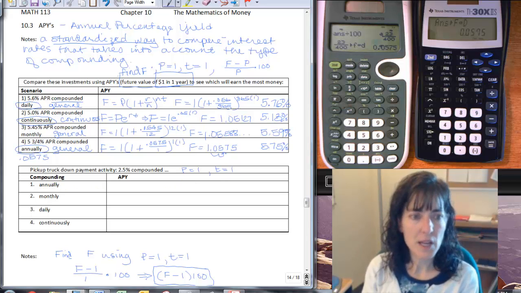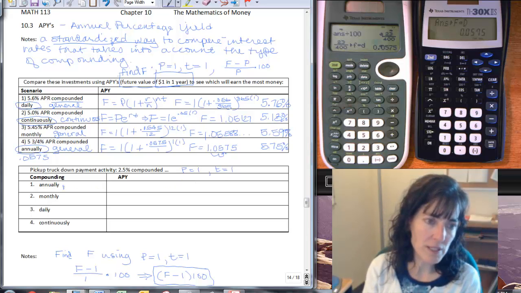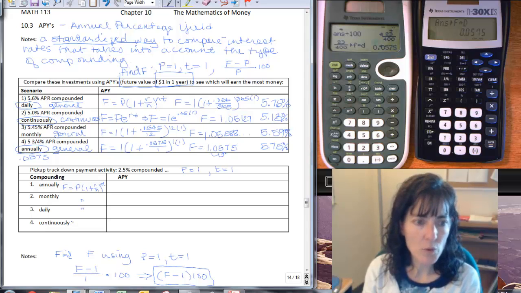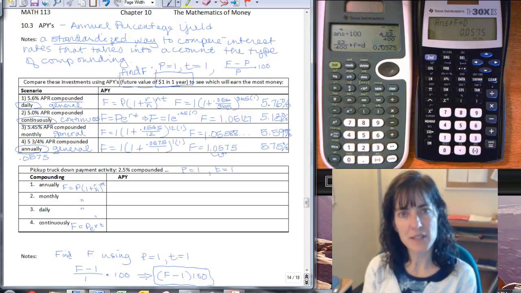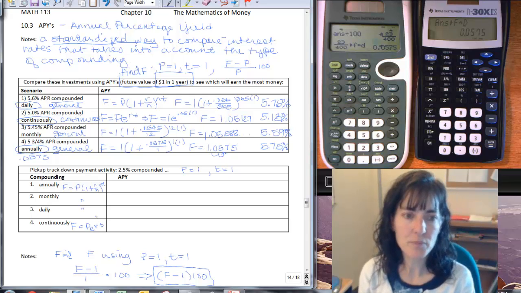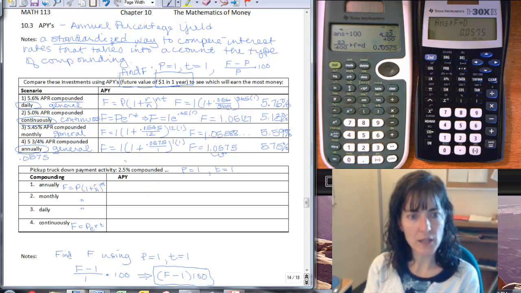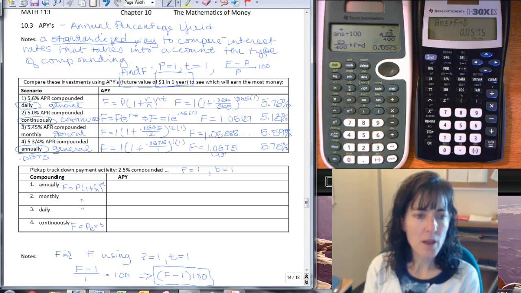for our formulas. Now, annually we're going to have F equals P times the quantity 1 plus R over N raised to the NT power, and that's going to be the same formula for number 2 and number 3. And number 4, we're going to have to use F equals P times e to the RT because it says continuously. So let's take a look at number 1 together.